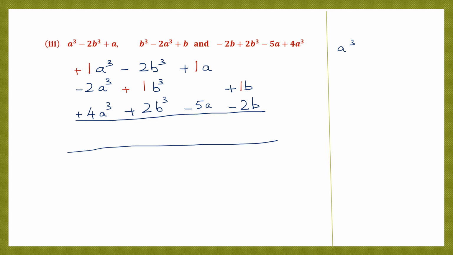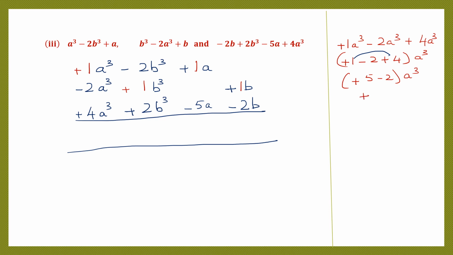So let's start. I have my numbers there, my terms. Now let me write only the numbers. A cube. Let's add up the numbers with the same sign. Plus 1 and plus 4. That makes it plus 5 minus 2a cube. Then signs are different. Put the sign of the bigger number and subtract. 5 minus 2 is 3a cube. Let's write there plus 3a cube. Let's go on to the next part.